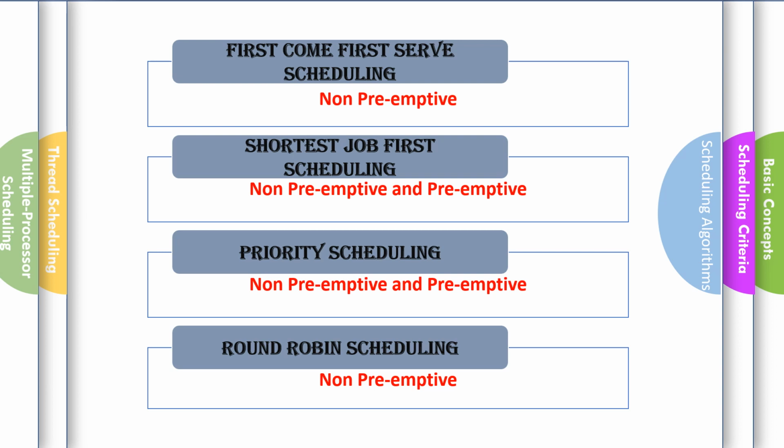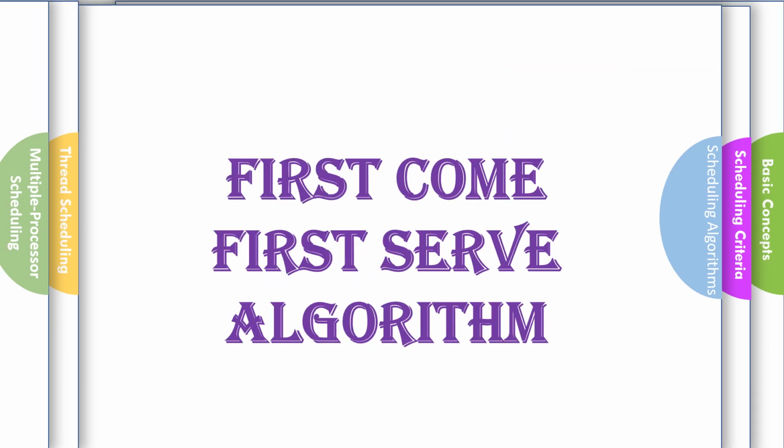Supposing P1 is a process that is allocated to the CPU for execution, and while it is executing, another process P2 comes into the system and this process has a higher priority, then process P1 will stop its execution in between. It will be put back into the ready queue and P2 will be given for execution. So we will see this with examples and with animation how preemptive and non-preemptive works as we go through these algorithms. So the first algorithm here is the first come first serve algorithm.